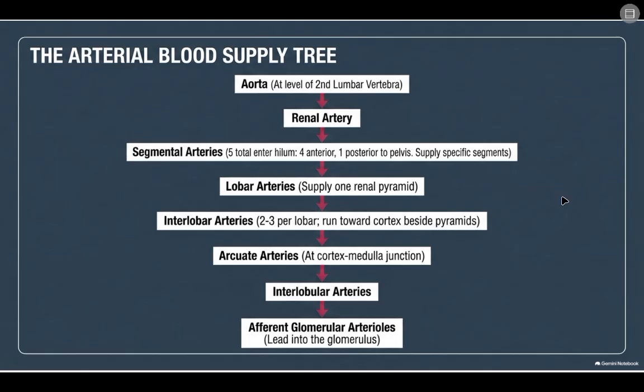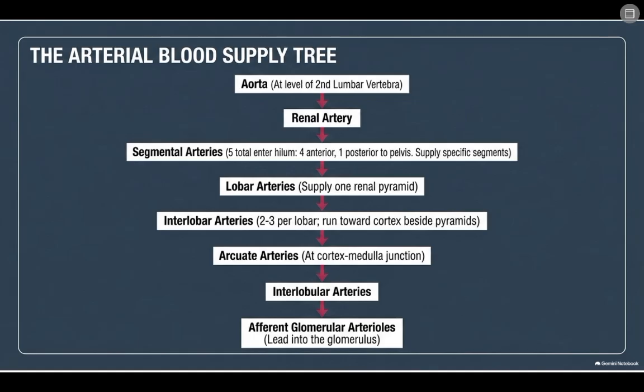From the segments, we now have the lobar arteries. The lobar arteries further divide to form the interlobar arteries. The interlobar arteries further divide to form the arcuate arteries, and the arcuate arteries further divide to form the interlobular arteries, and these interlobular arteries further divide to form the afferent glomerular arteries.